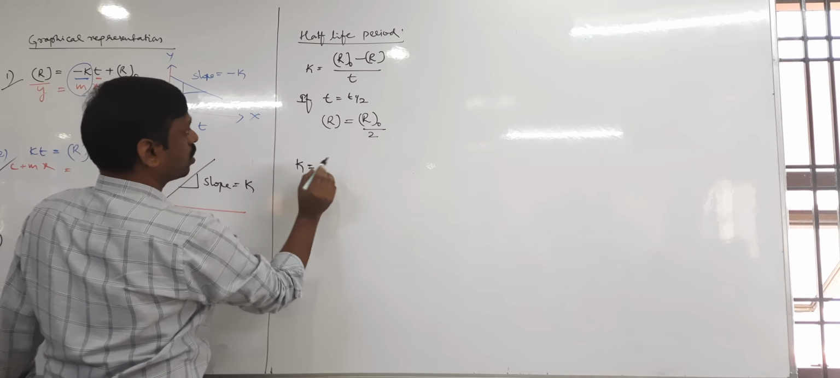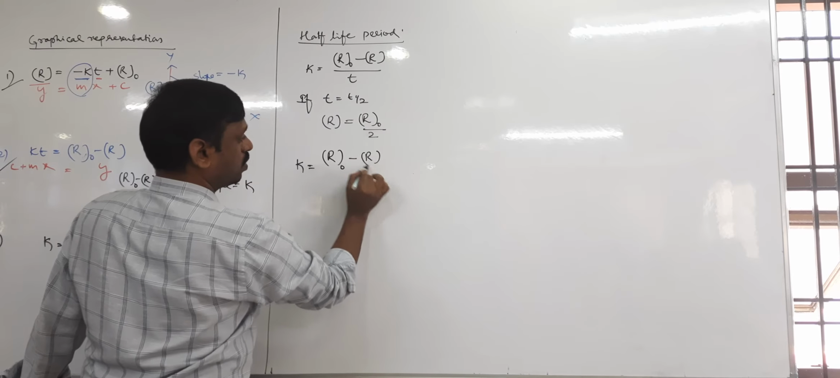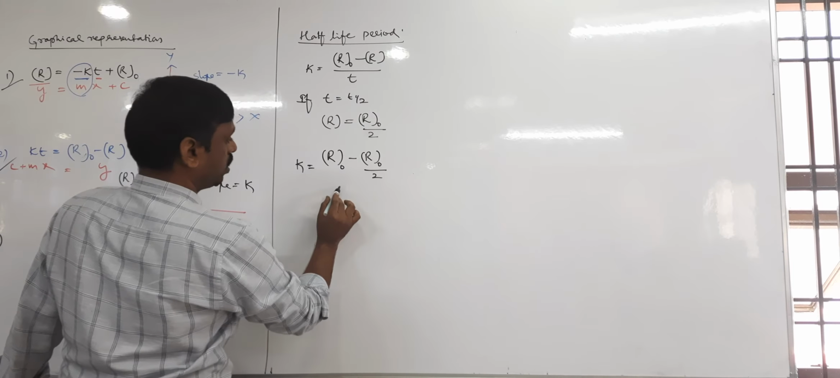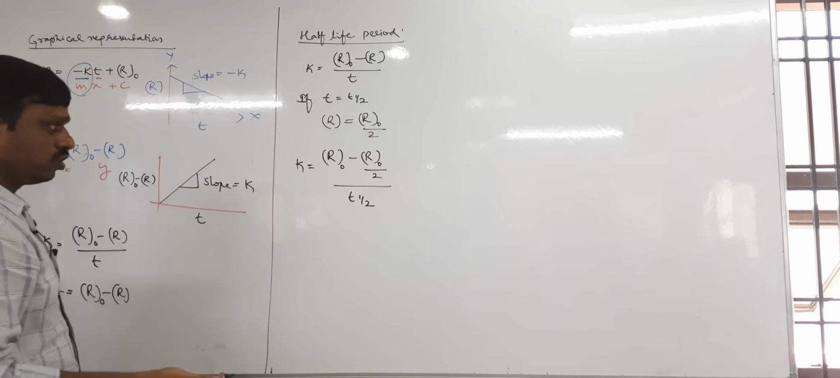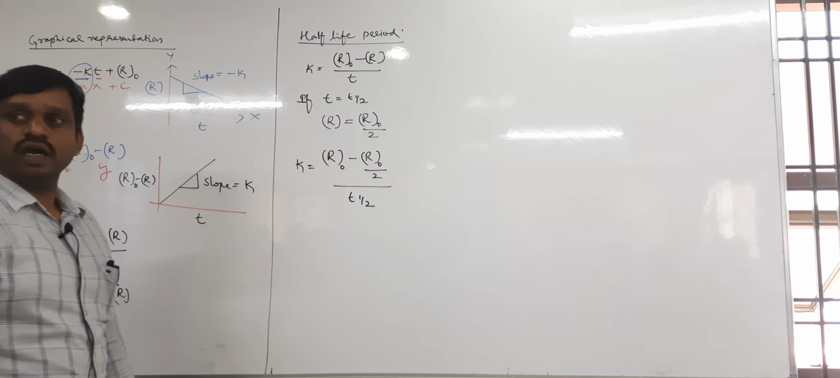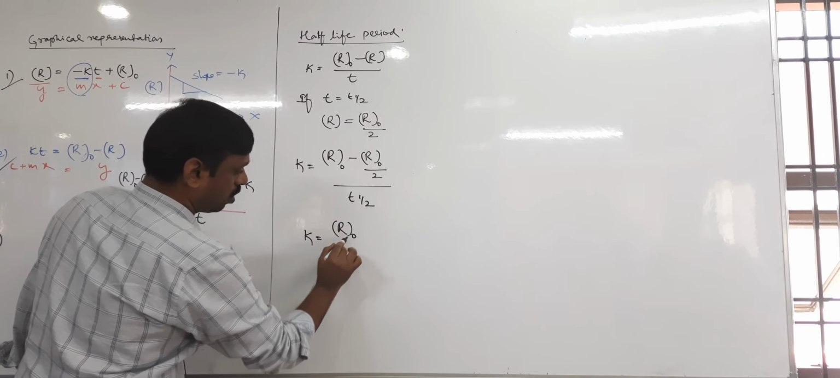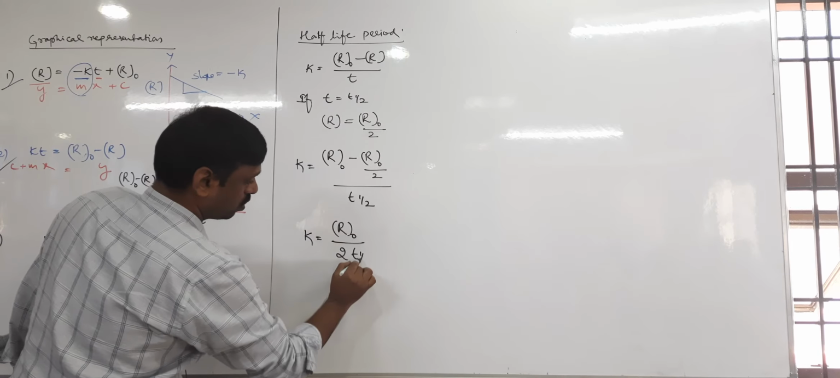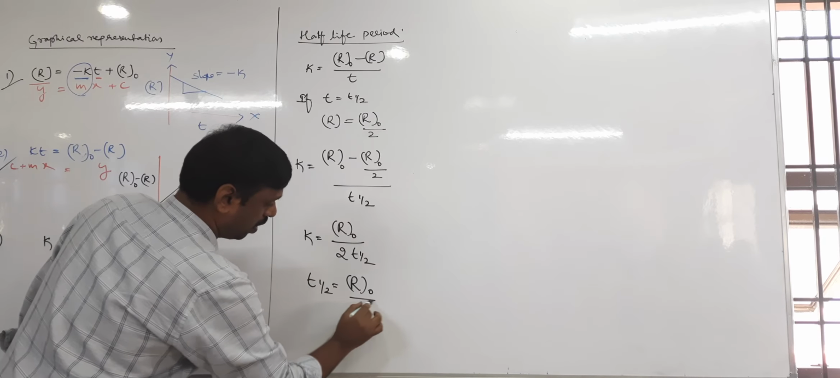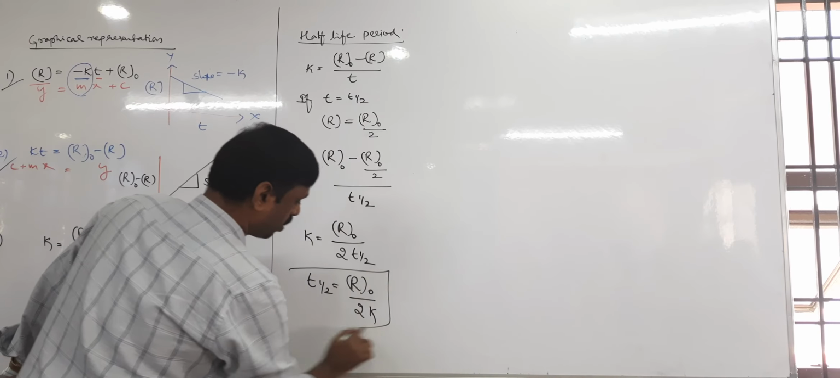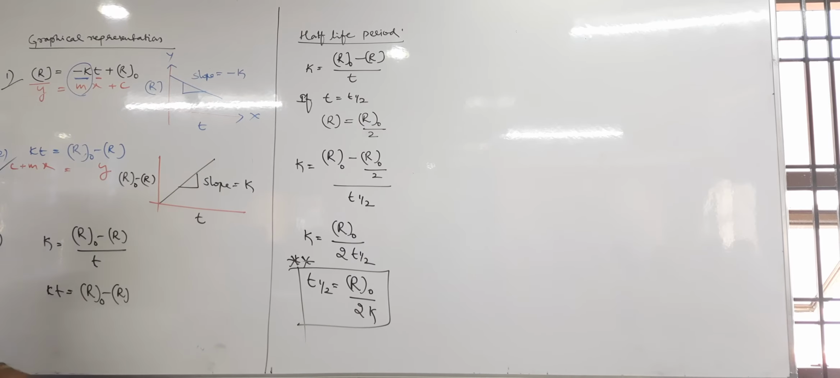Then substitute in the above equation. Then what is K equal to? K equal to R naught, let it be as it is. Then R becomes R naught by 2, divided by T, which becomes T half. So R naught minus R naught by 2 will give R naught by 2. Then K equal to R naught divided by 2 into T half. Actually we want T half equal to R naught by 2K. Important for zero order reaction.